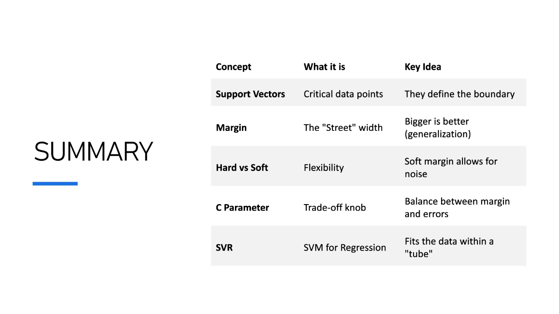So, a quick summary. What is a support vector? They are the critical data points that define the boundary. What is the margin? It is the width which we try to maximize. What is the hard versus soft margin? It is the amount of flexibility we give to the SVM. The soft margin allows for noise, while the hard margin is very strict in its rule. The C parameter is the trade-off between the hard and soft margin to balance between the margin and the errors, or the amount of slack or the amount of exceptions it gives. And SVR is basically SVM but for regression, where we try to fit the data within a tube or within the distribution boundaries.